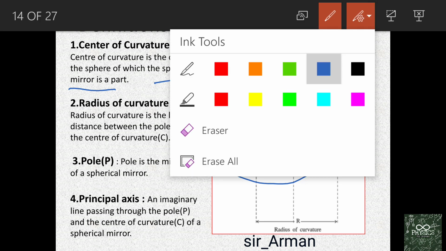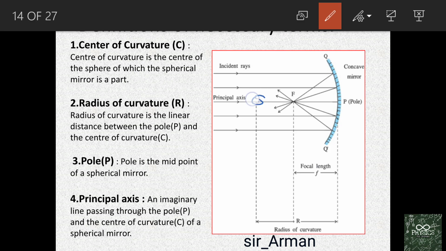Curvature means curved surface. And as this is a center, the distance between the center point and the point at the end of the sphere is called the radius. So what is radius of curvature? Radius of curvature is the linear distance between the pole and the center of curvature. This is the pole and here we have the center of curvature. The center of curvature is a point and the radius of curvature is the distance between the center of curvature and pole P.